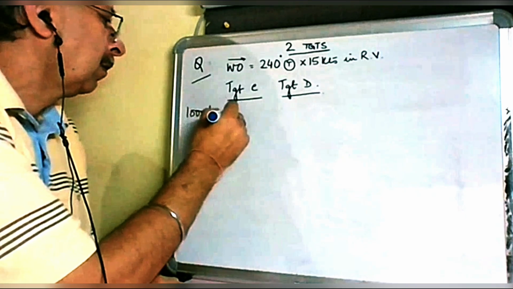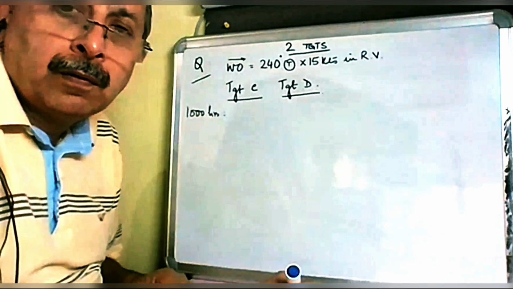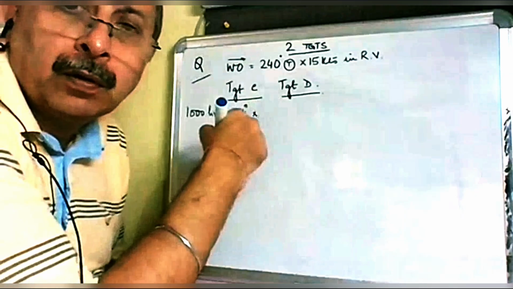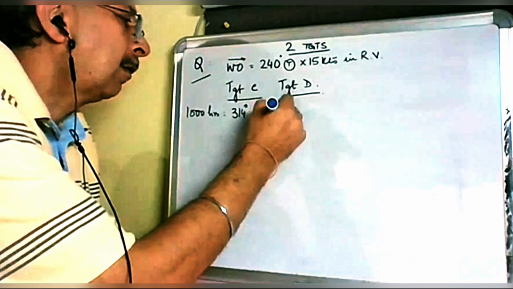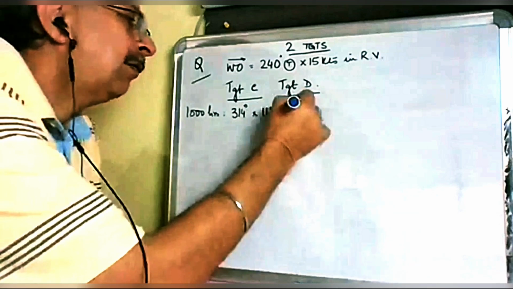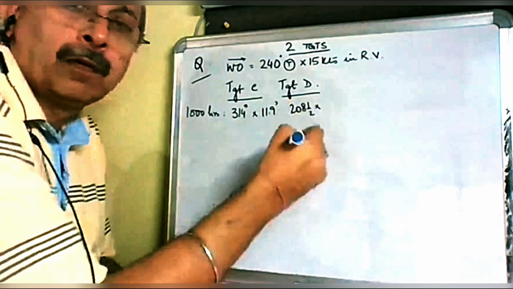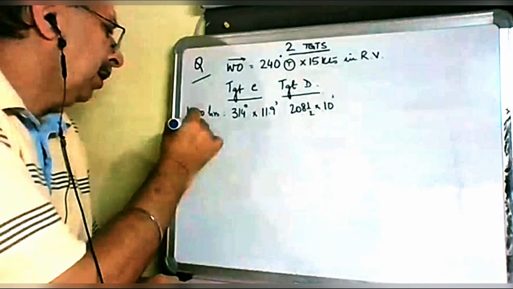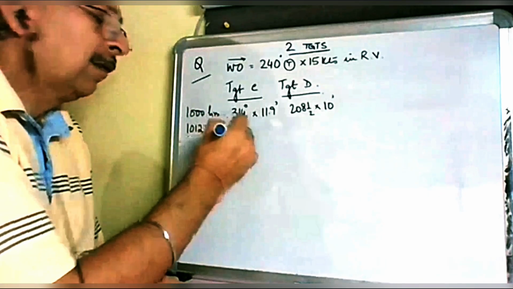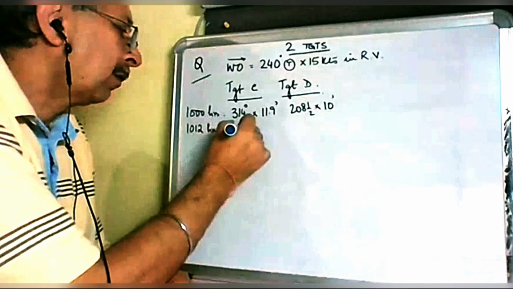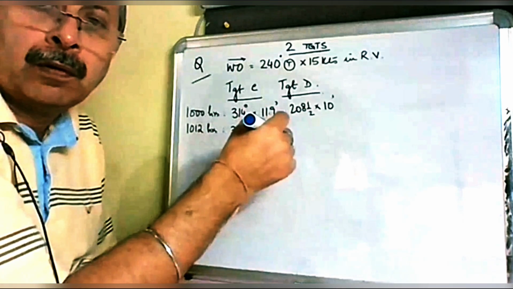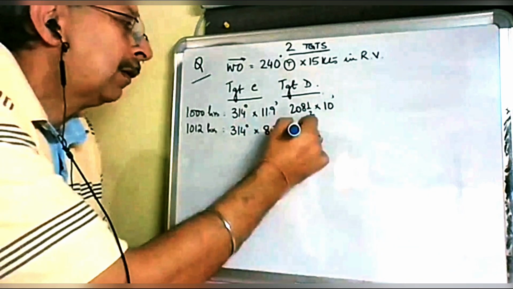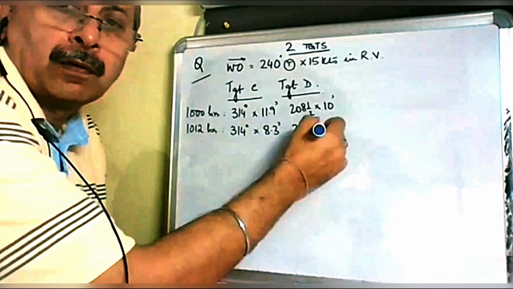Target Charlie is 314 degrees true and 11.9. Delta is 208 and a half, 10 miles. Then at 10:12, Charlie is 314, 8.3, and Delta is 211, 5.1.